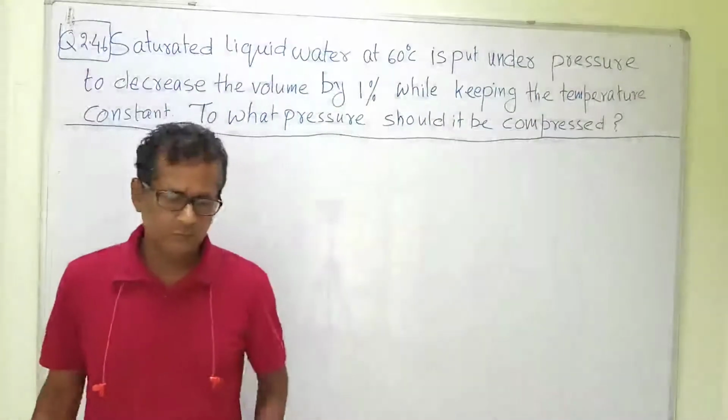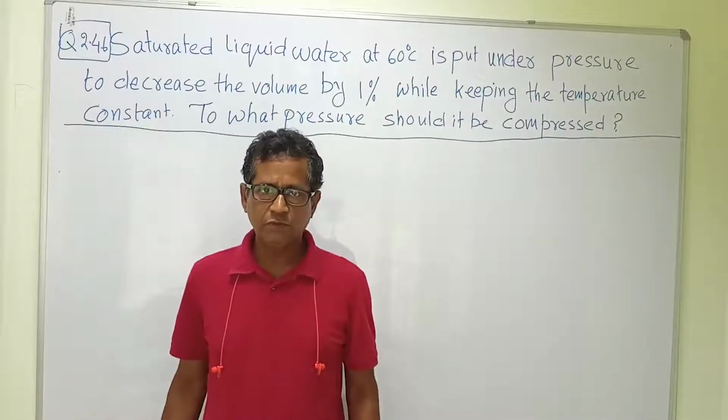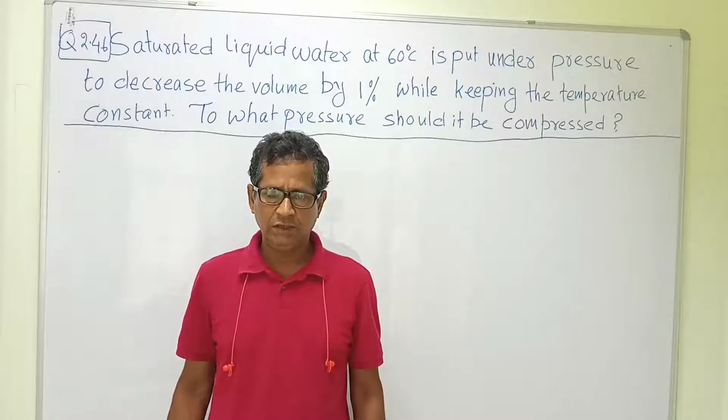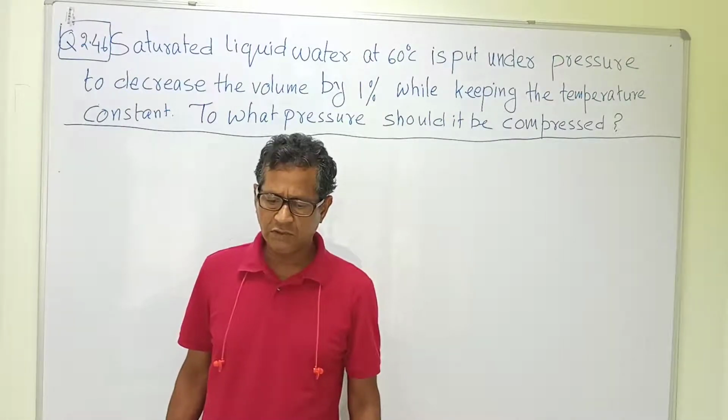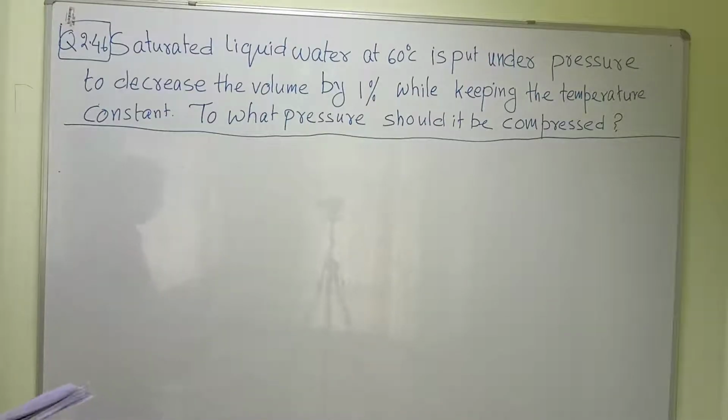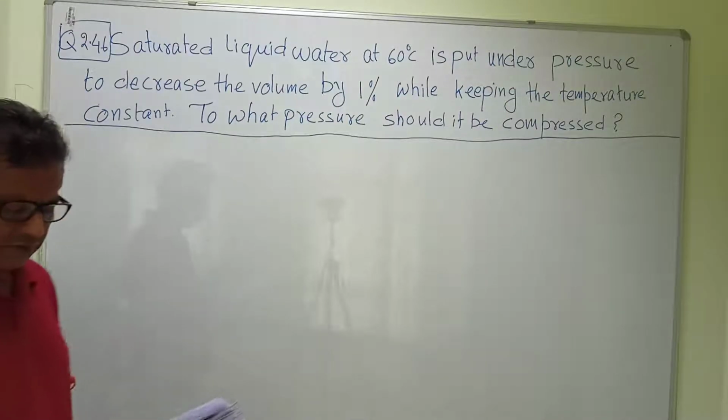Good morning. Today I am going to discuss a few more problems which will help you to understand the steam table in a better way. So let me read out the problem first. Saturated liquid water at 60 degrees Celsius is put under pressure to decrease the volume by 1% while keeping the temperature constant. To what pressure should it be compressed? So let us say that state 1 is the initial condition.